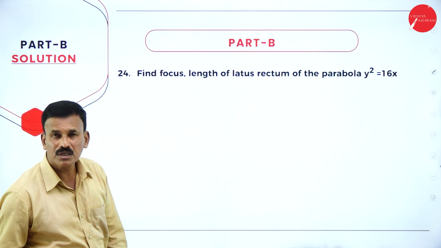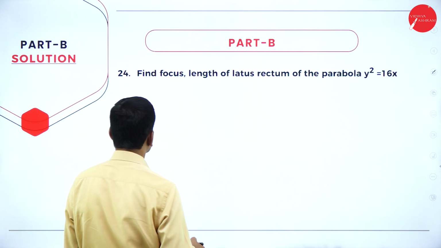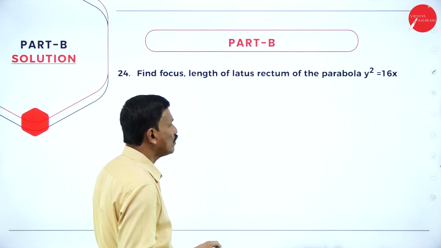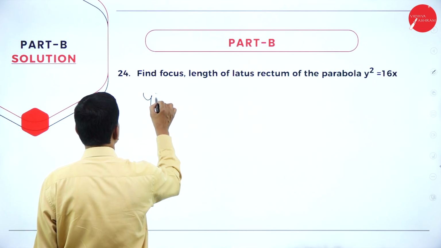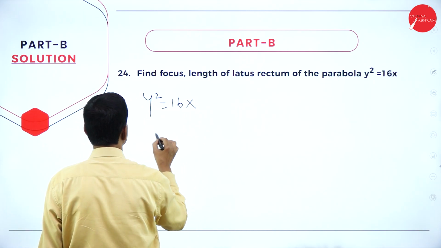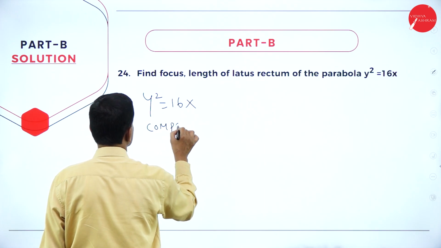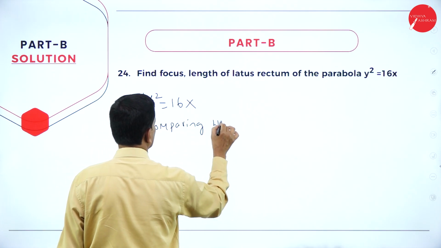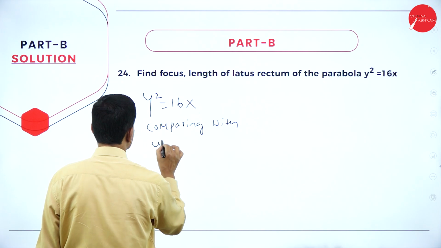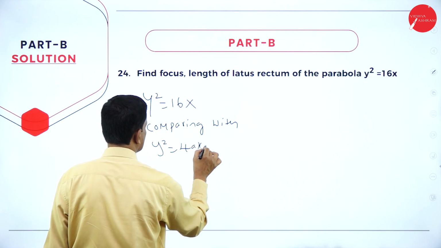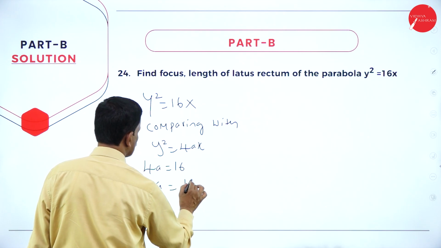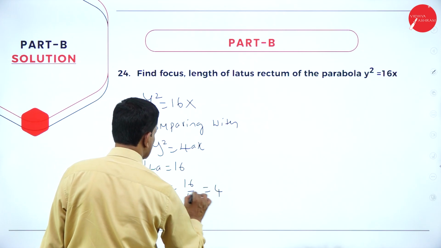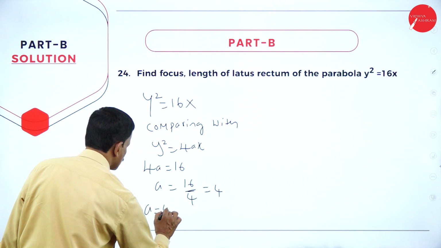Same, this is also from parabola itself. Find the focus and length of latus rectum of the parabola y square is equal to 16x. Very simple. What is given? Y square is equal to 16x. Comparing with the standard equation of the parabola, y square is equal to 4ax. This is the standard equation. What is 4a? 4a is equal to 16. A is equal to 16 by 4 is 4. So a is equal to 4.